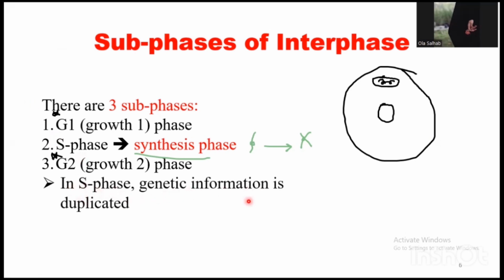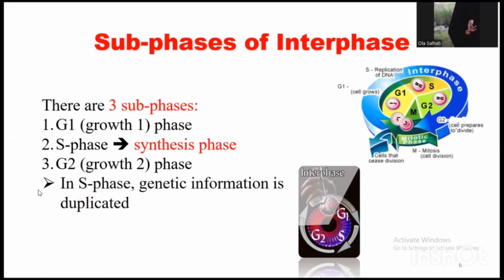So in S phase, genetic information is duplicated. So you can see here, G1 phase, the cell grows. S phase, we do replication or duplication of DNA. Then G2 phase, the cell continues growing. And finally, we go into the division, whether it is mitosis or meiosis.